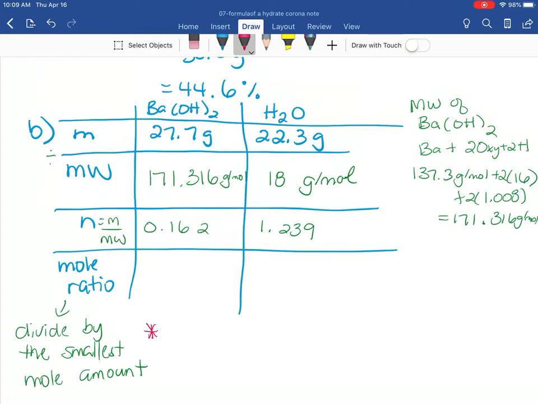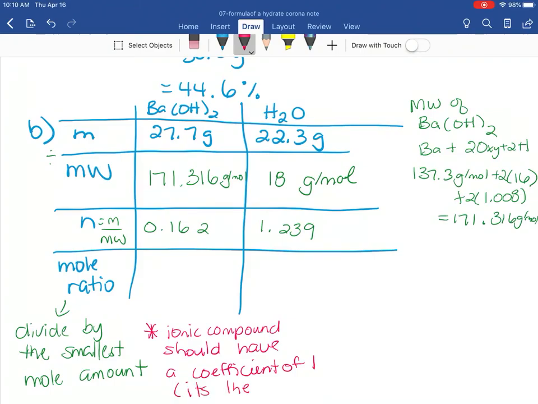But like I was saying, the ionic compound, if it's a paper and pencil task, should always have a coefficient of 1. Or it's the smallest. Okay, so if you don't get that, then maybe go back and check your work a bit.